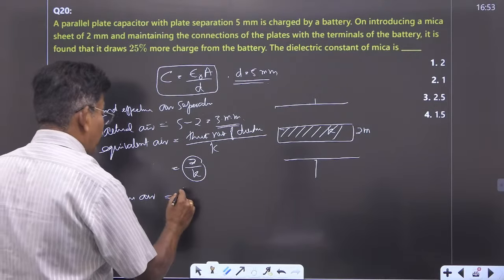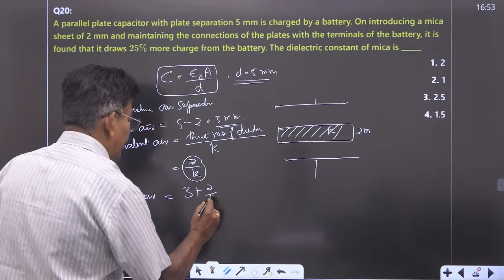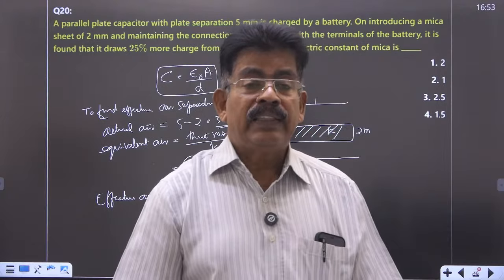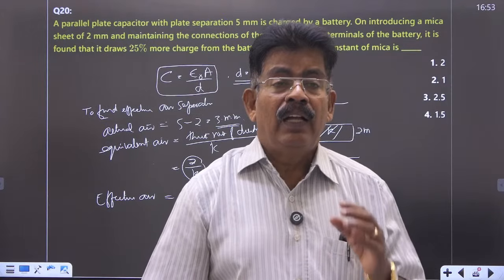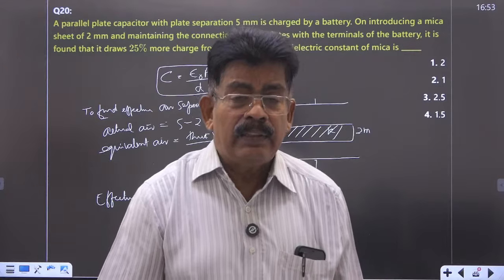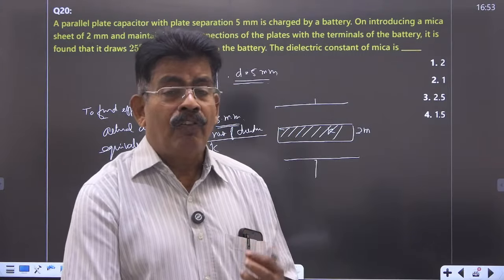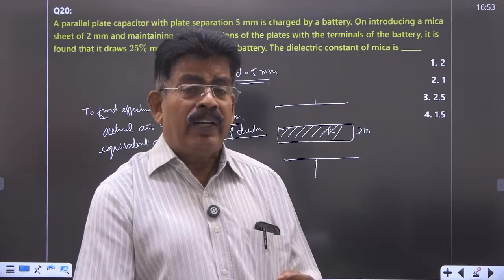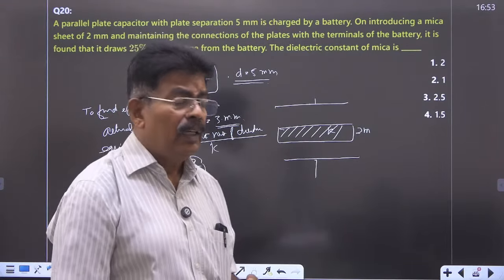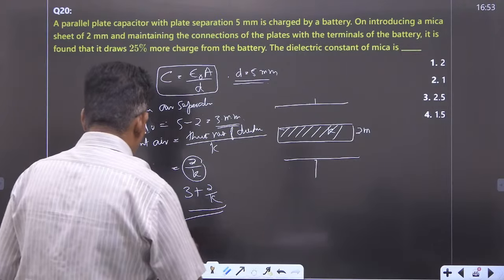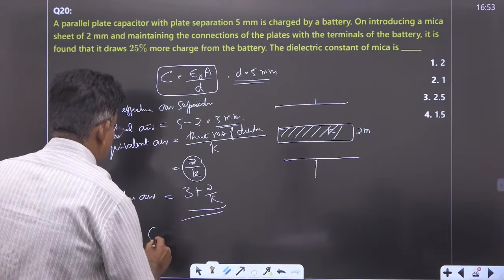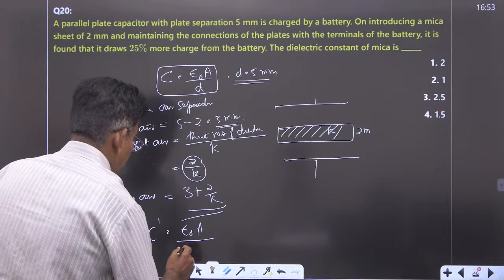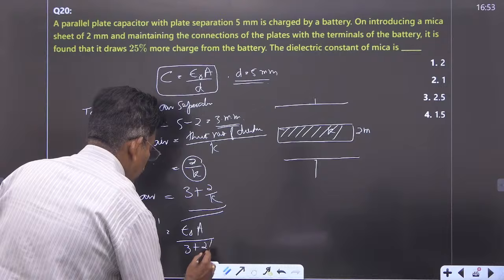Effective air thickness is the actual air thickness plus the equivalent air thickness. Now, instead of considering it as a partially filled dielectric, I consider it as an air dielectric of effective thickness, actual air thickness 3 plus equivalent air thickness 2 by K. So what will be the new capacitance C dash? Epsilon 0 A divided by 3 plus 2 by K.